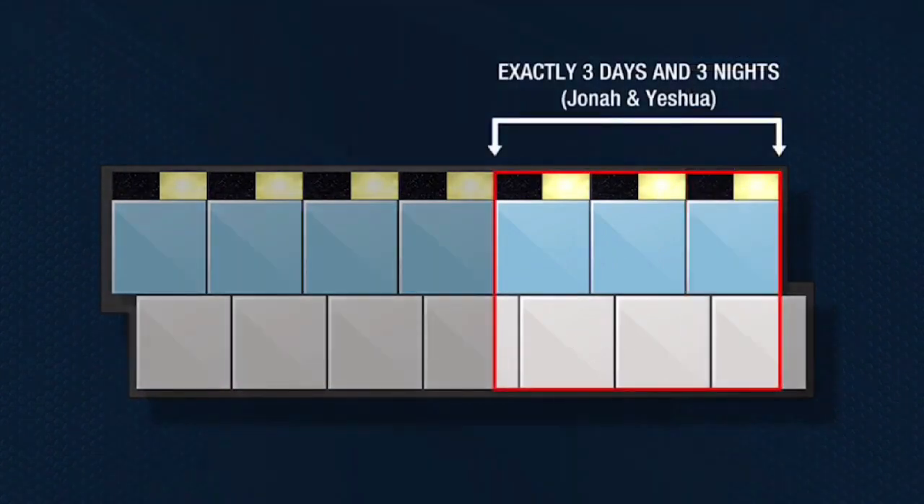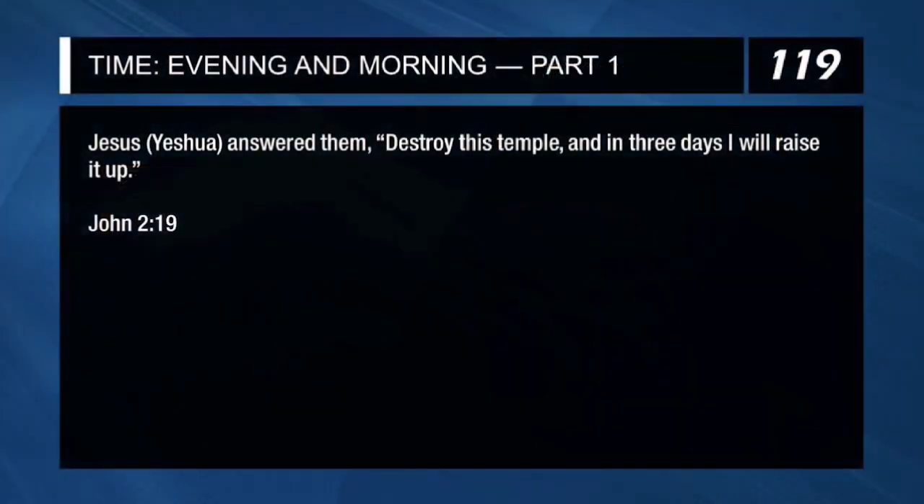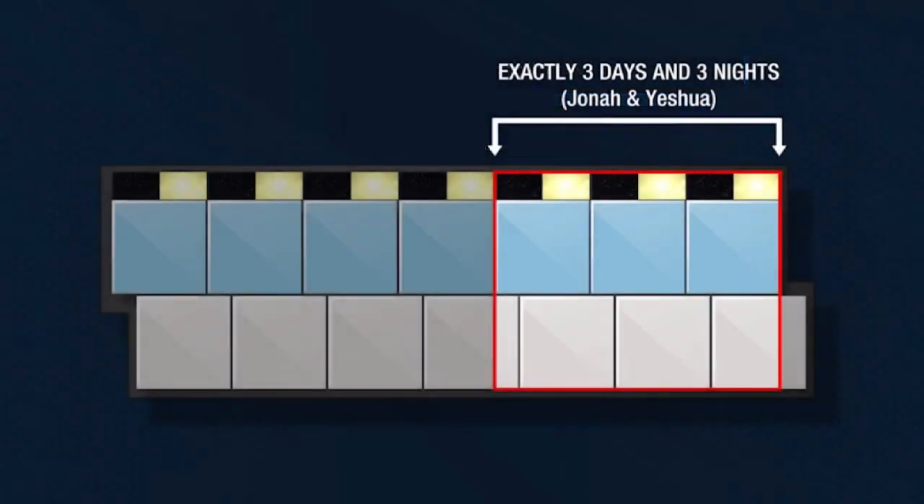In John chapter 2, Yeshua references the same prophecy of 3 days and 3 nights and summarizes the 3 days and 3 nights as just 3 days. John chapter 2, verse 19. Yeshua answered them, "Destroy this temple, and in 3 days I will raise it up." So the same prophecy can equate 3 days and 3 nights as equal to 3 days.